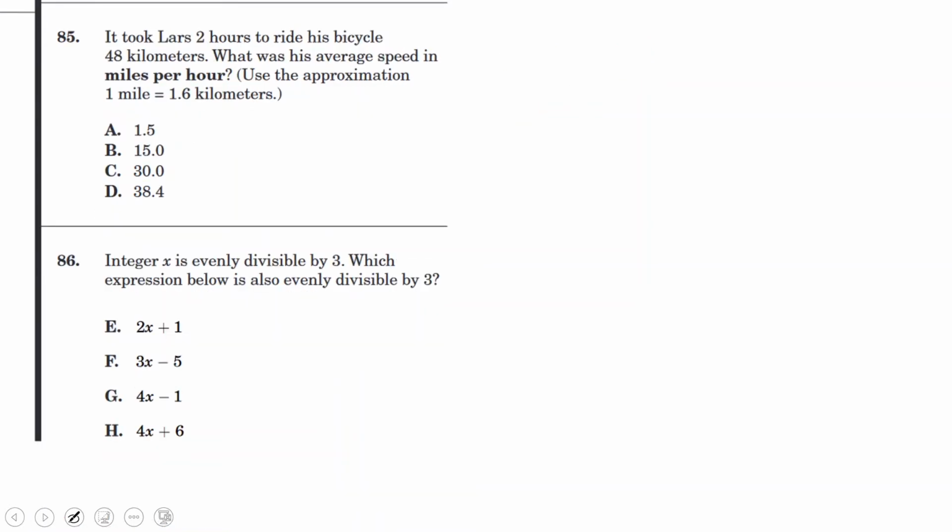G. Next. If it took Lars 2 hours to ride his bicycle 48 kilometers, what was his average speed in miles per hour? So 48 kilometers over 2 hours is equal to 24 kilometers per hour. How many miles is that? Divide that by 1.6 and you get 15. Yes, it is 15 miles an hour.